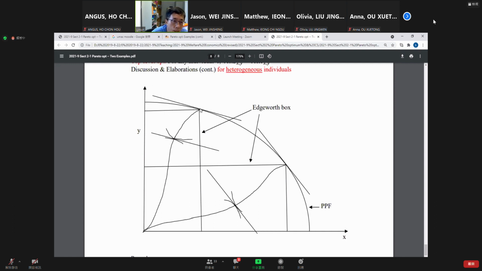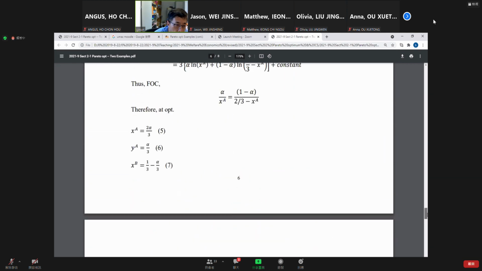And then at each point along the PPF, we can construct some Edgeworth box. And for each box, we can identify such a point where the marginal rate of substitution for everybody is the same as the marginal rate of transformation. And so we are making use of this condition. Basically, this is a straight line, this is not. They are parallel with each other. And so now let's turn back to our example.